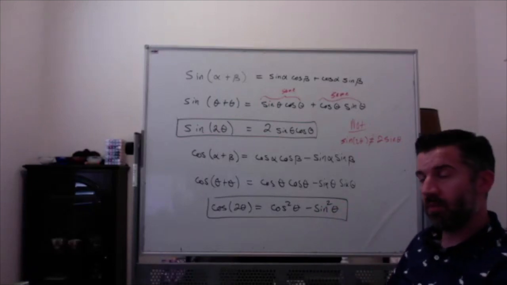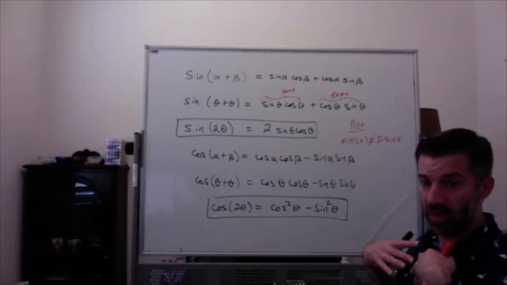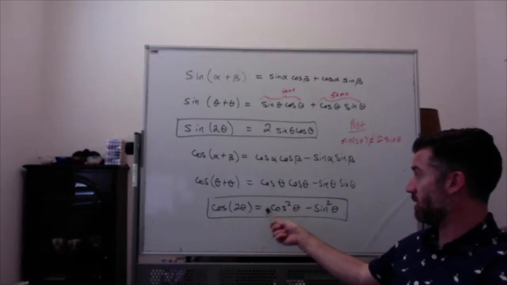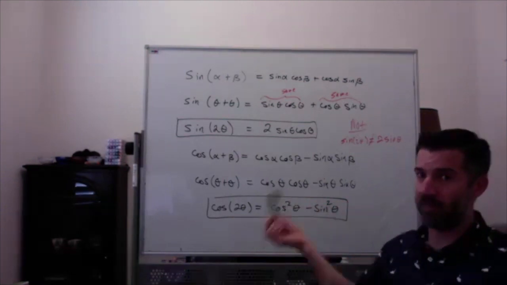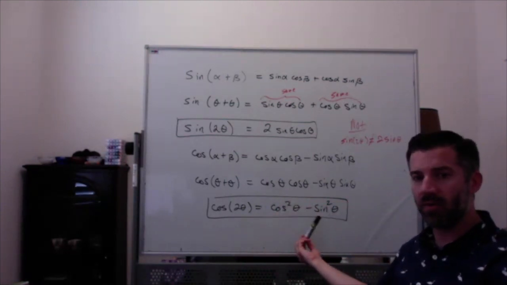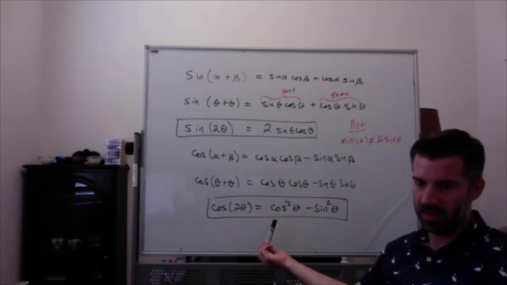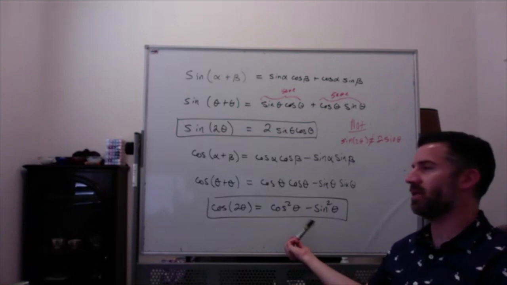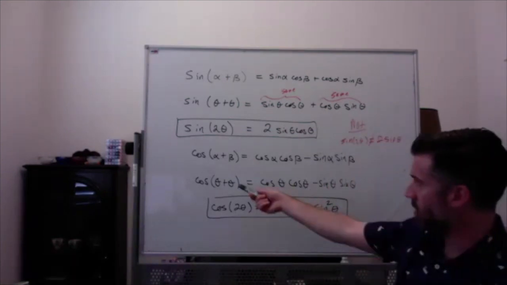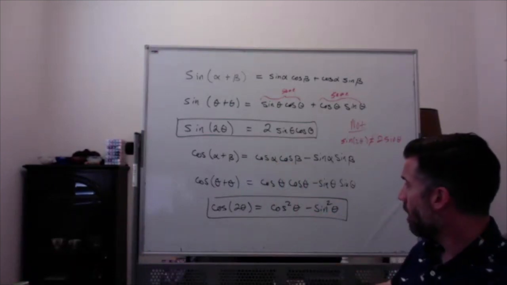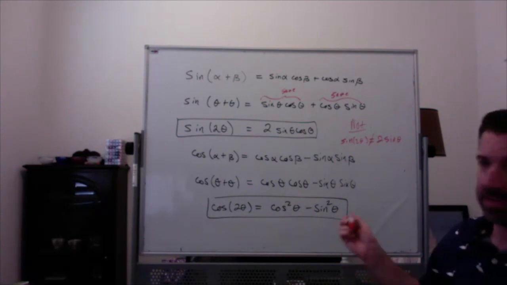So the version of the double angle formula I prefer to remember for cosine of 2 theta is that cosine 2 theta is equal to cosine squared theta minus sine squared theta. The reason I say the version I prefer is because there are a couple other versions that I will show you shortly for cosine of 2 theta that are a little bit different. But for me, this one is the most natural one to remember because it comes straight from the angle sum formula.